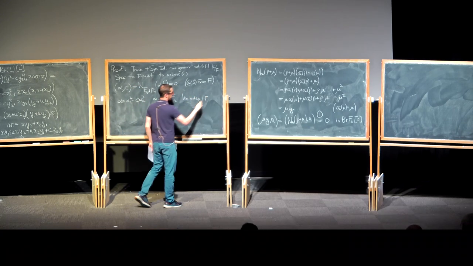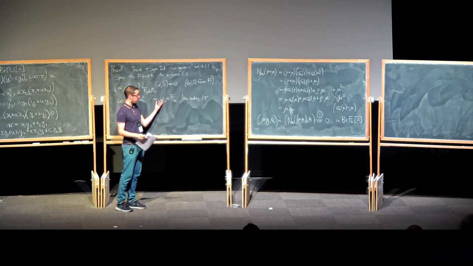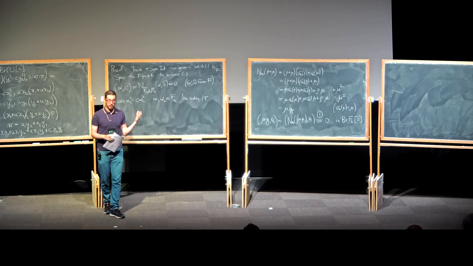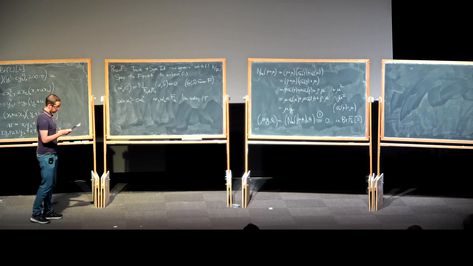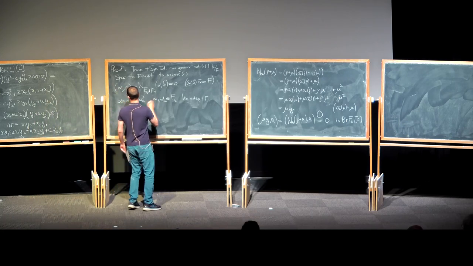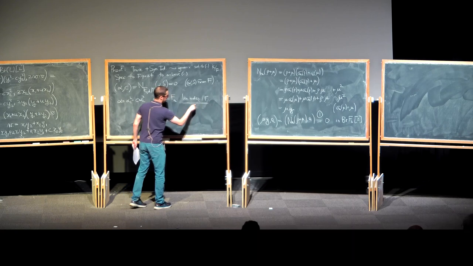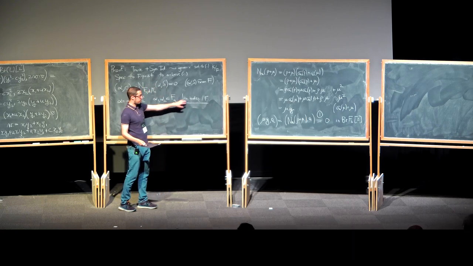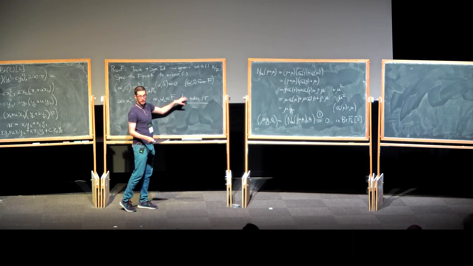FA is a vector space of dimension 2 over F. And I can assume that these two elements form a basis of that vector space. This is an assumption, but behind this there is a tiny calculation to solve the easy case.